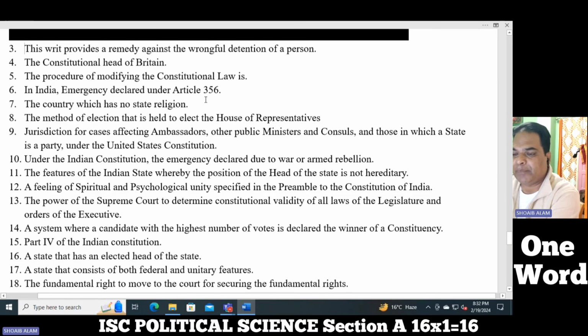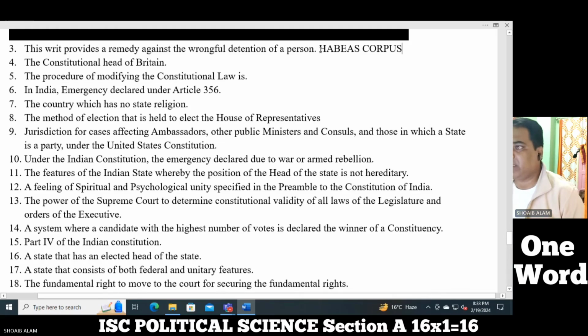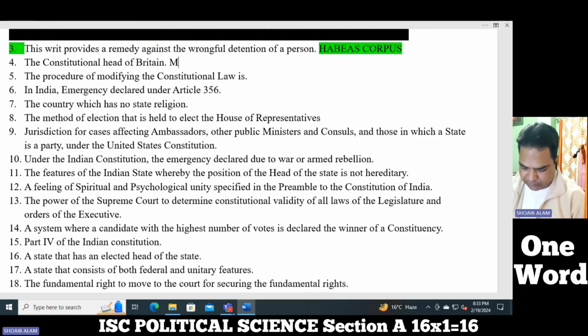Now let's move on to number 3. The writ provides a remedy against the wrongful detention of a person. Which writ? So it is H. It is habeas corpus. HABEAS CORPUS. Habeas corpus. Okay. The constitutional head of Britain. So definitely monarch. Okay, monarch.